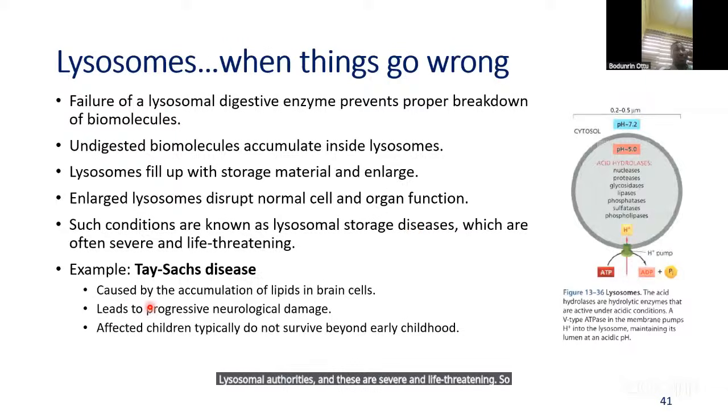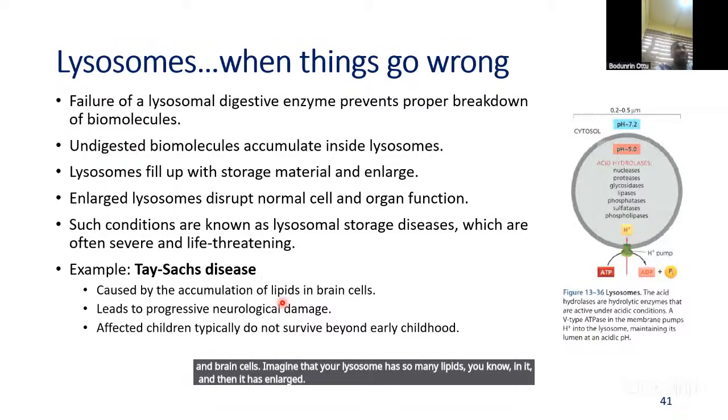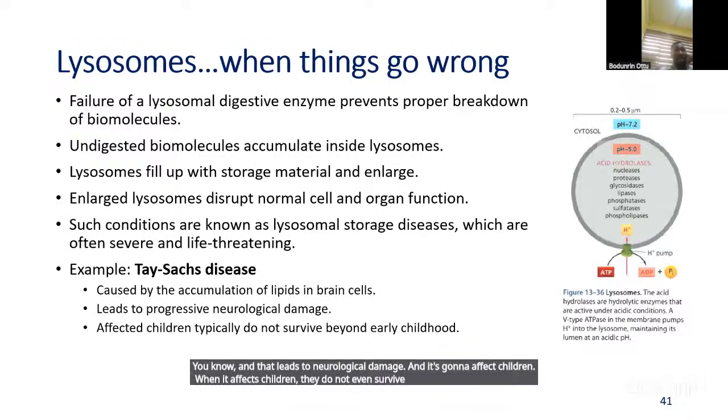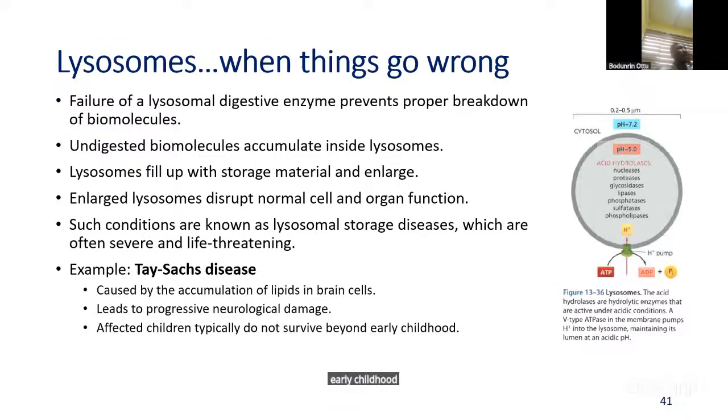An example of a lysosomal storage disease is known as Tay-Sachs disease, and it's caused by the accumulation of lipids in brain cells. Imagine that your lysosome has so many lipids in it, and then it has enlarged, and so you have so much lipid in the brain, and that leads to neurological damage, and it can affect children. When it affects children, they do not even survive beyond early childhood.